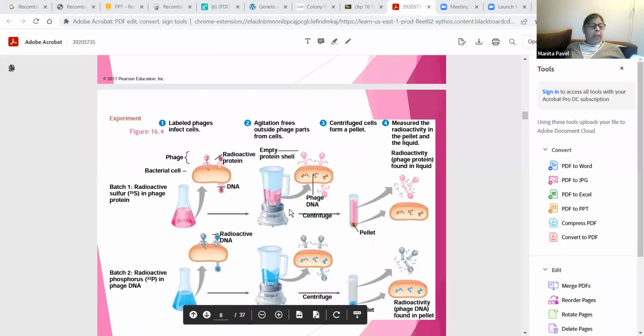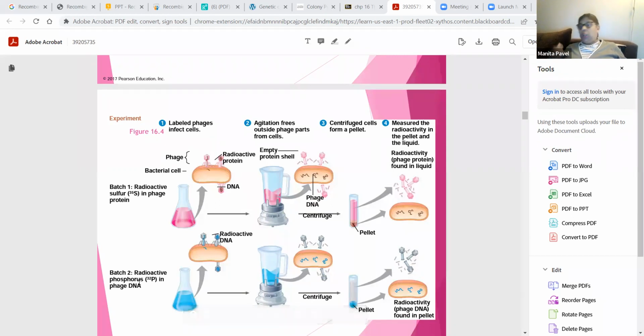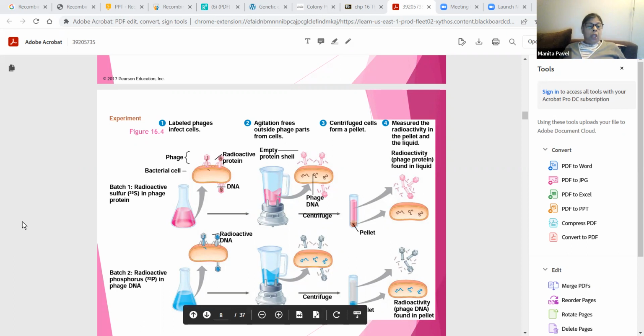So now an experiment was conducted by Hershey and Chase, wherein they specifically looked at E. coli, and they had grown it in radioactive sulfur 35S in the phage protein. And here they took radioactive phosphorus 32P in the phage DNA. So they're taking two components and they're trying to prove now which is the molecule of heredity. Is it the protein or is it the DNA?